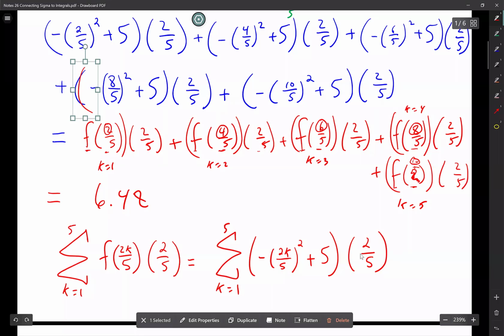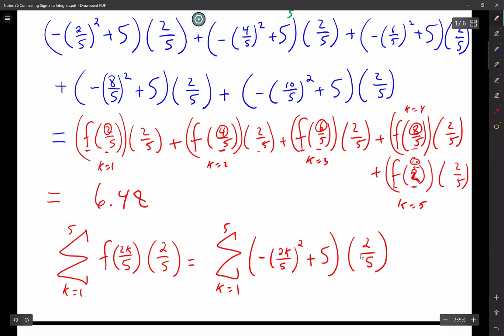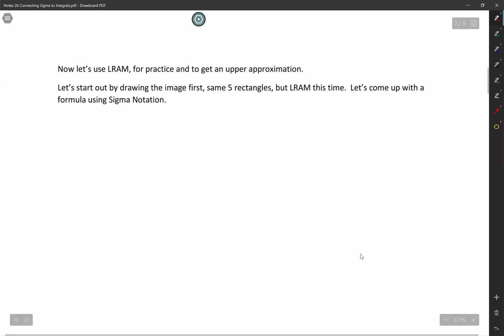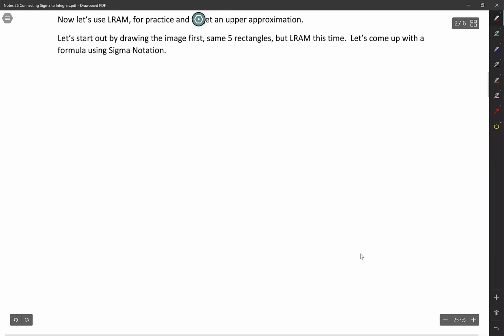Here we go. Oh, man. I moved a little parenthesis there. All right, here we go. Let's go to the next one. And we're going to go slow. It says, now let's use LRAM and get an upper approximation. And I'm doing the same thing, guys. I'm exaggerating it.